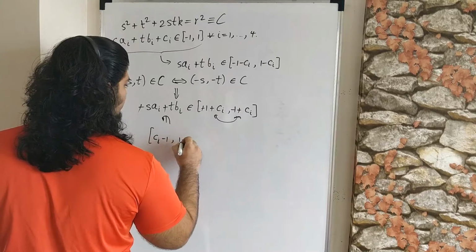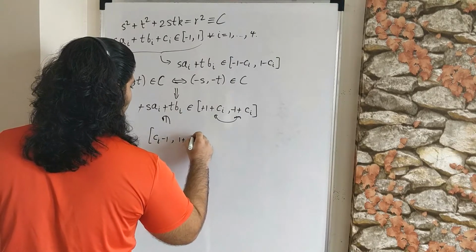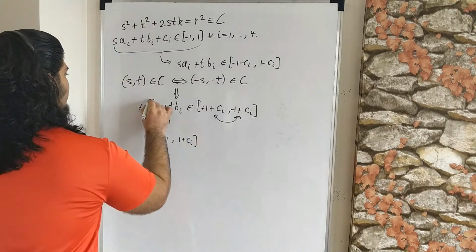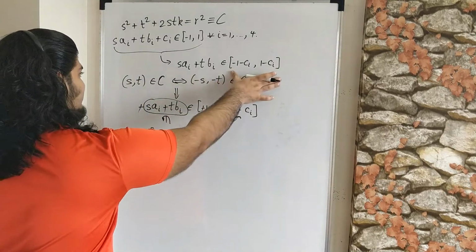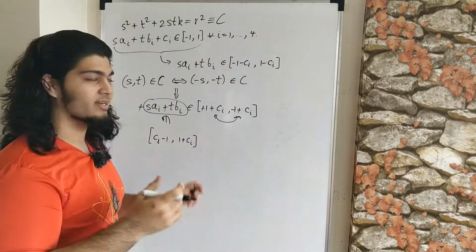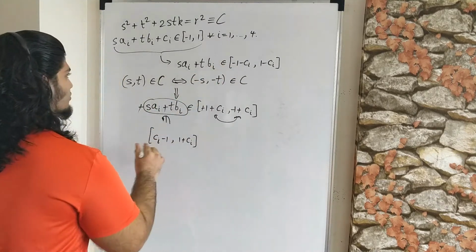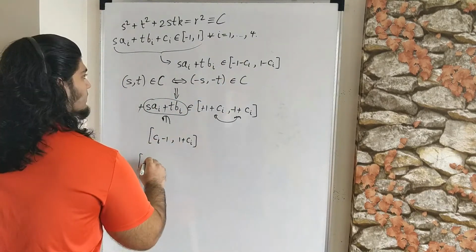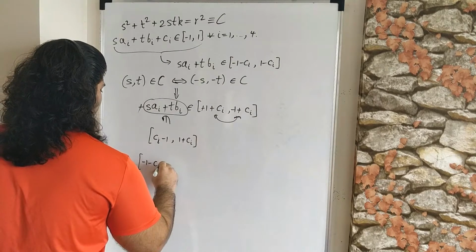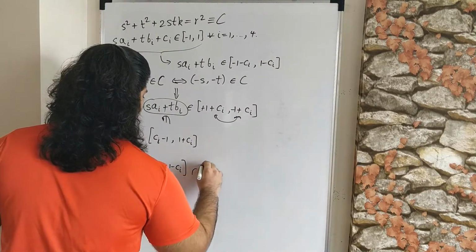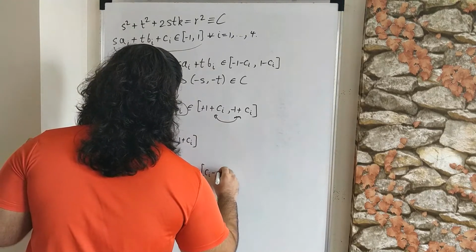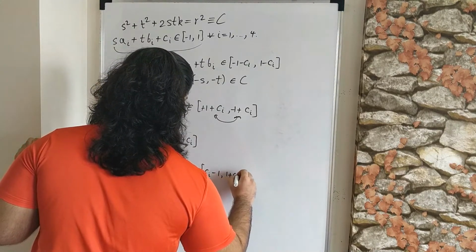to 1 plus c_i. So because s·a_i plus t·b_i is in this set as well as in this set, it must mean that it is in the intersection of these two sets. So we get -1 minus c_i to 1 minus c_i intersection c_i minus 1 to 1 plus c_i.